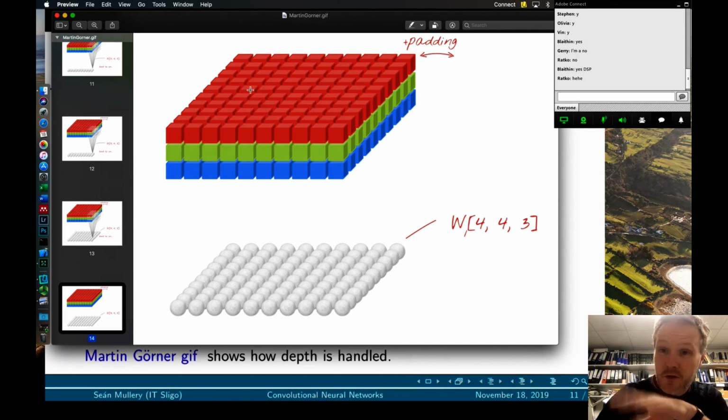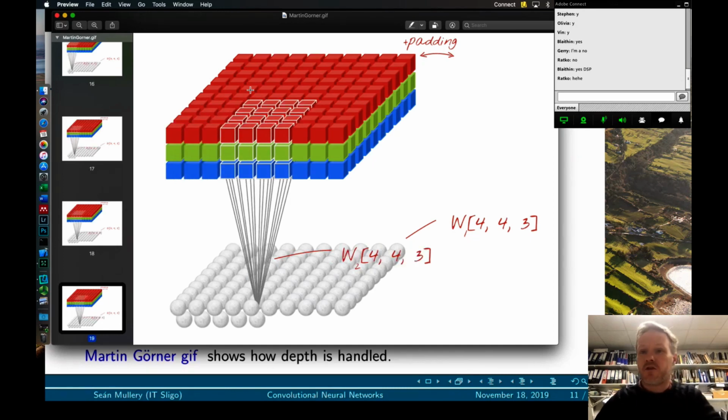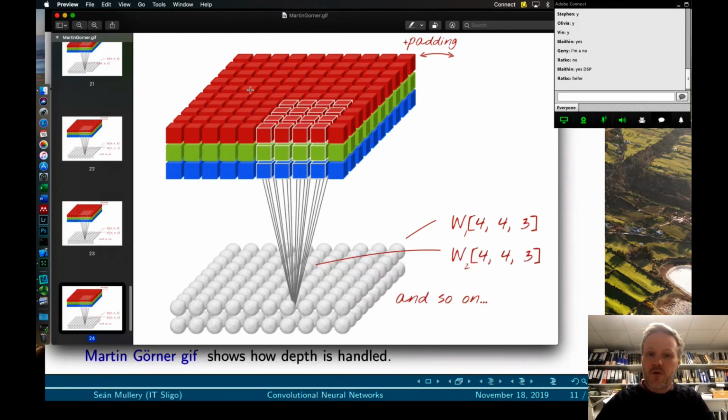And what we then do is we create a new filter, which we'll call W2, and that effectively creates another channel for us now. So if we create many filters, let's say we create 20 filters, we go from having a red, green and blue image to having a set of activations that tell us that we maybe have 20 channels in it. They're no longer red, green and blue.